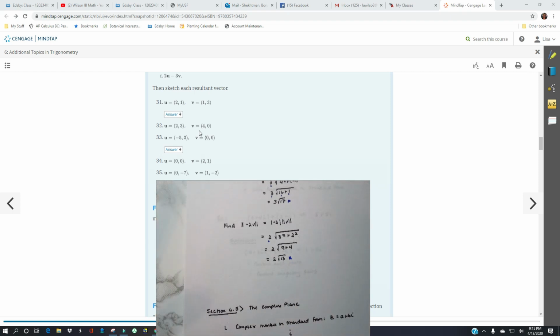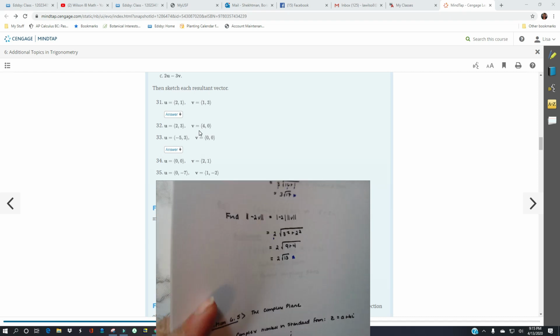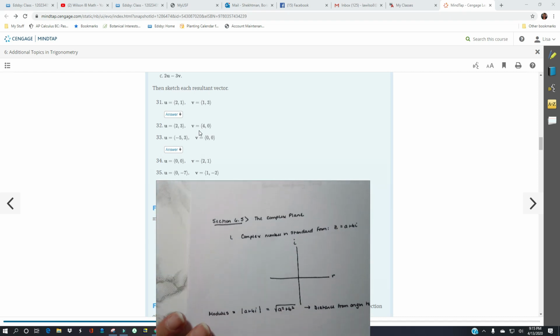Alright, so that's it for 6.3. Now I'm just going to do 6.5 because it's a pretty quick section, and again I'll save 6.6 for Thursday, so I'll let you digest this and get some practice in.